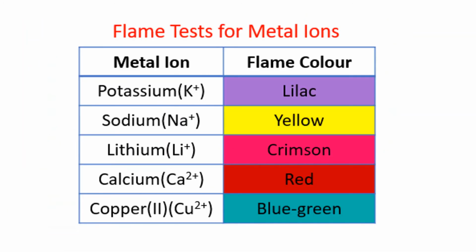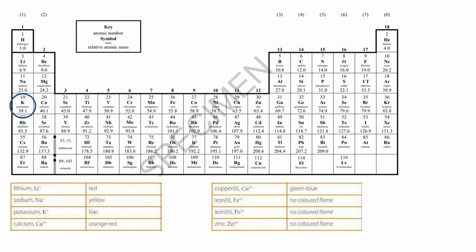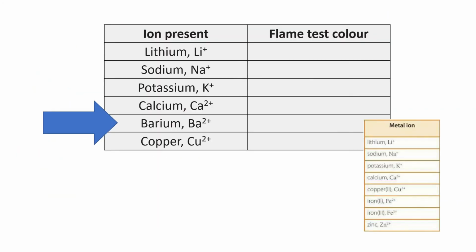So potassium is lilac, sodium is yellow, lithium is crimson, calcium is red, and copper is blue-green. Okay, you can say lithium is just red. Calcium is orange-red. All right, so see if you can fill in the gaps. Ignore barium. So what color is lithium? What color is sodium? What color is potassium, calcium, and copper?